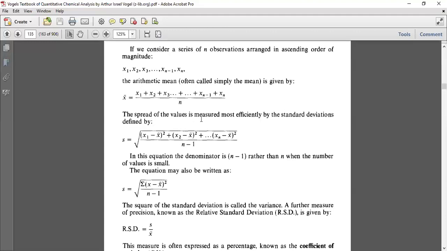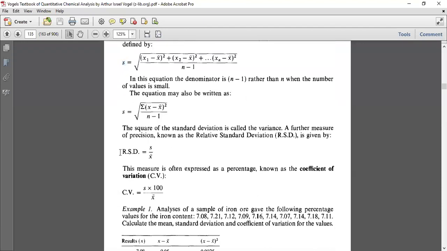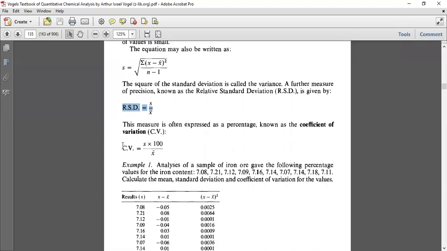Then the spread of the values is measured most efficiently by the standard deviation. This is the standard deviation formula we have used: the square root of the sum of (xi minus x bar) squared, divided by n minus 1. Then this is the relative standard deviation in whatever PDF you have. Then coefficient of variation is s divided by x bar, multiplied by 100. This measure is often expressed as a percentage, so that's why we mention it as CV.